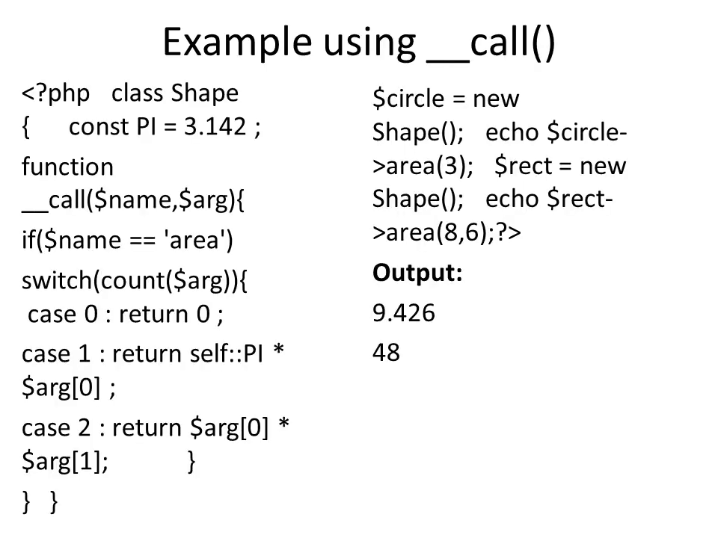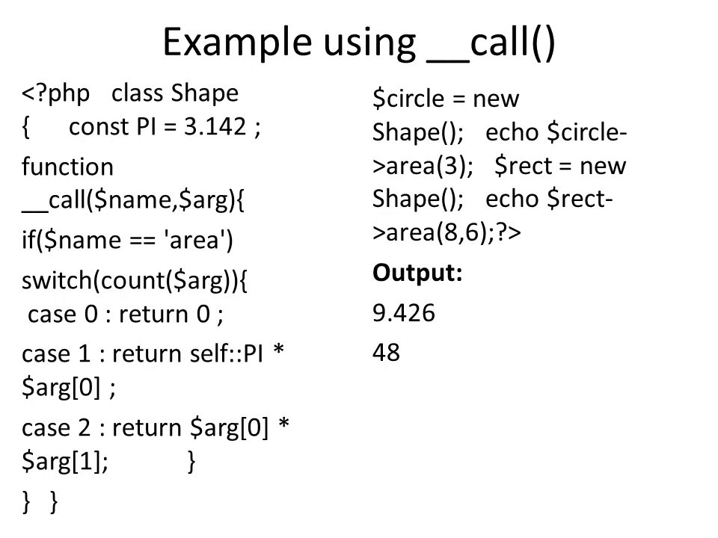So here is the example. There is a class Shape and there is a function call. Inside that there are two parameters, name and arguments. Then there is a check: if name equals area, then a switch will count the number of arguments passed inside the call function. If there are 0 arguments, it will execute case 0. If there is 1 argument, it will execute case 1. And if there are 2 arguments, it will execute case 2.